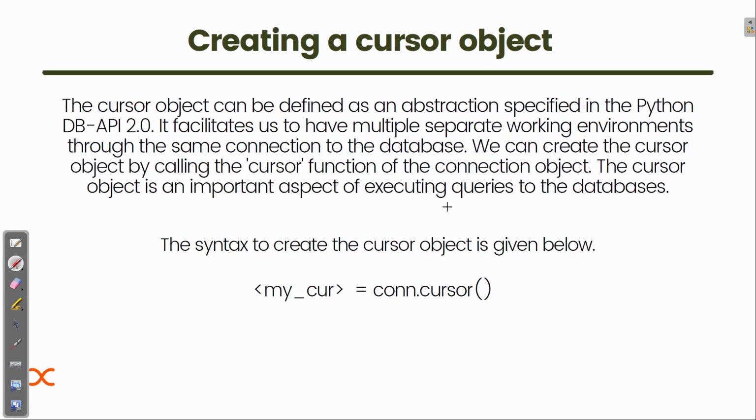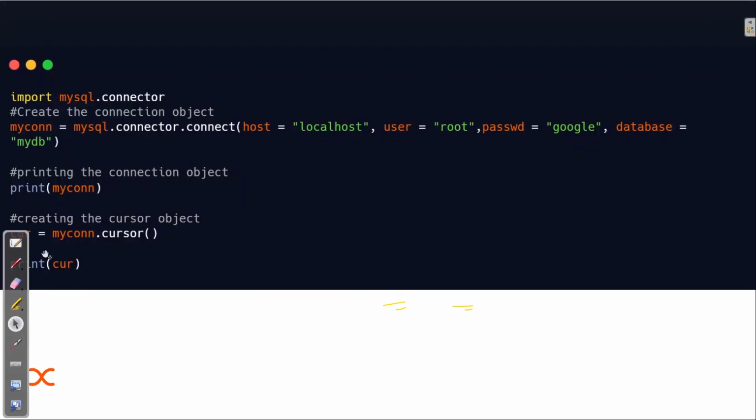Now, how is this cursor object created? First of all, we use the connection object name, that is con. In the last slide, I showed you how we were creating the connection object. The connection object dot cursor function will create the cursor object. I guess it is clear. Let me show you the code.